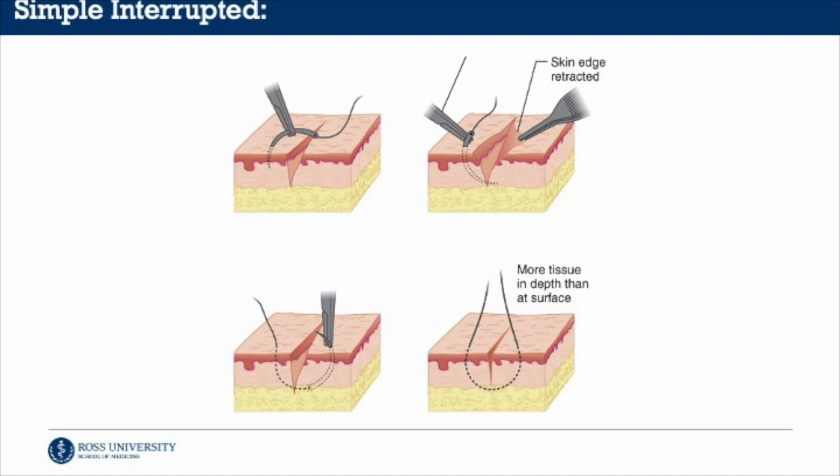You're going to start by introducing the needle perpendicular to the skin, approximately 0.5 to 1 centimeter from the wound, and exit within the wound. Then you're going to reinsert the needle within the wound on the opposite wound edge and come out at the same distance, about 0.5 centimeter to 1 centimeter on the opposite wound edge. Be sure to enter and exit at the same levels on both wound sides to ensure proper wound edge eversion. The deeper the bite, the better you will be able to get the wound edge eversion.